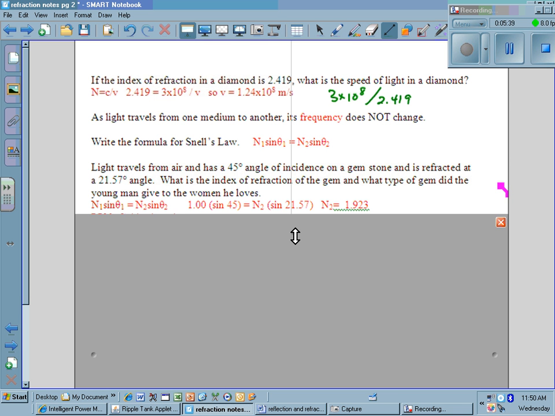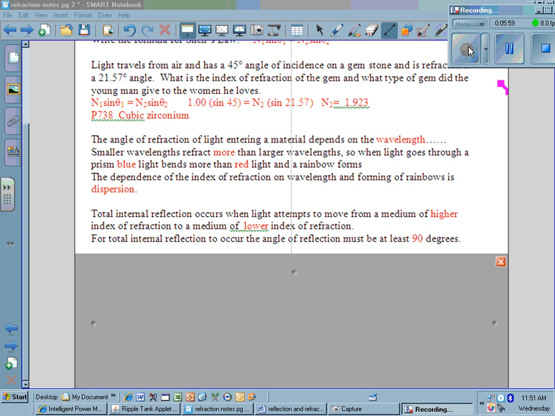Now look on that little half sheet that I gave you, and what is the gem that has an index of refraction of 1.9? Let's go to Rikus. Zircon. So therefore, Rikus has just given his significant other cubic zirconium because he cares enough to send the very best.